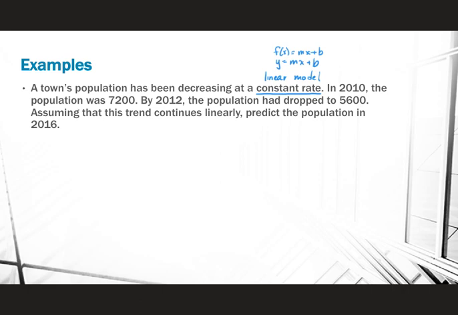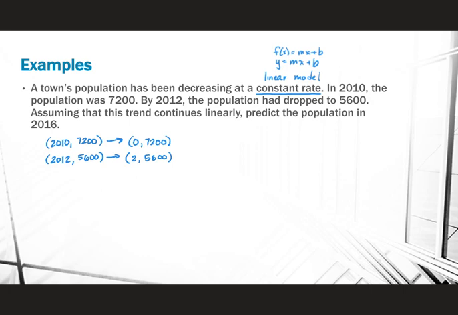Okay, so in 2010, our population was 7,200. In 2012, that population had dropped to 5,600. And we're going to do the same trick we did on the last problem. In fact, anytime you have a year as an x value, I highly recommend doing this. Whatever the first year is that they give you, make that year 0. So this is 0, 7,200, which means 2012 is 2 years later, and 5,600.